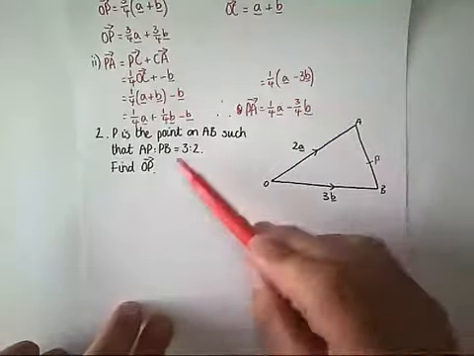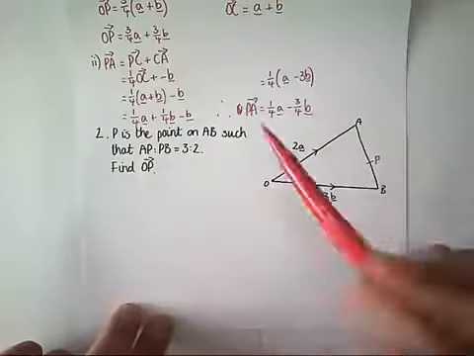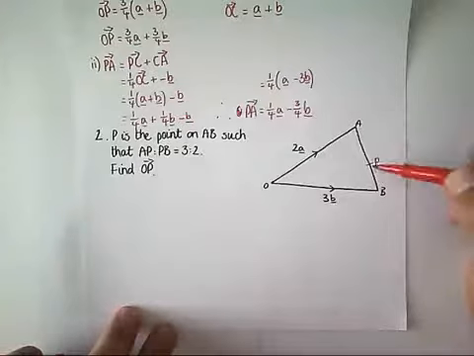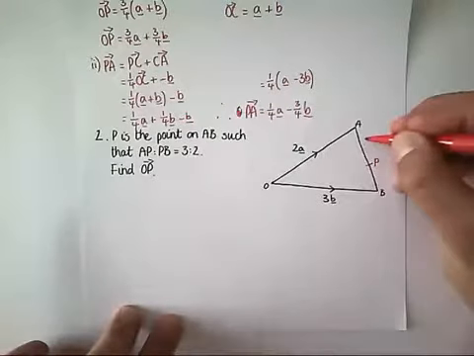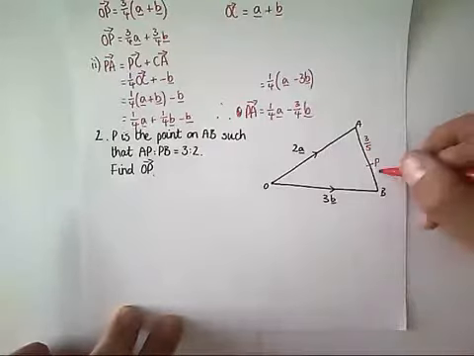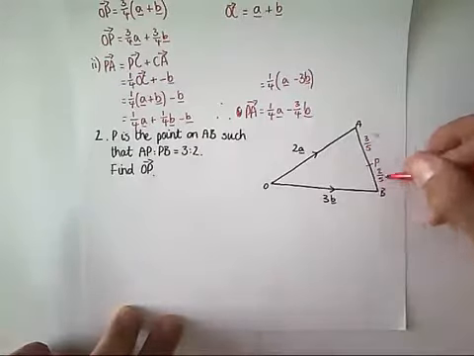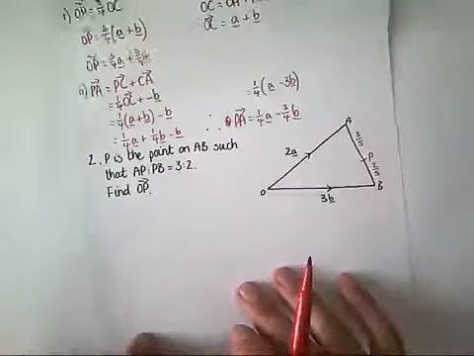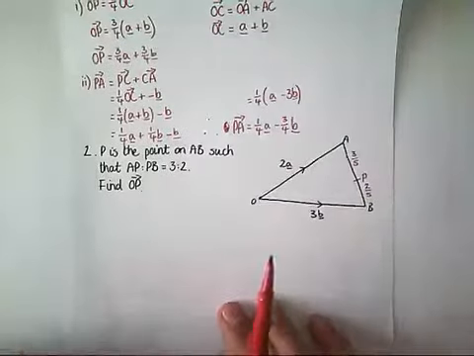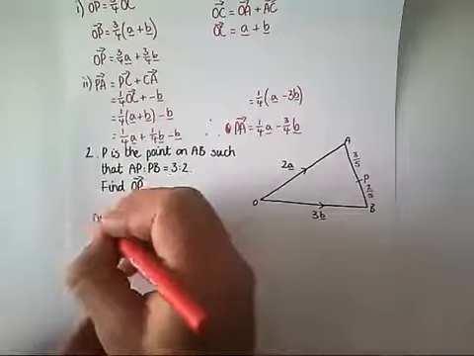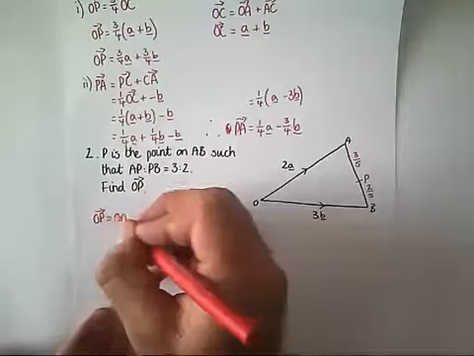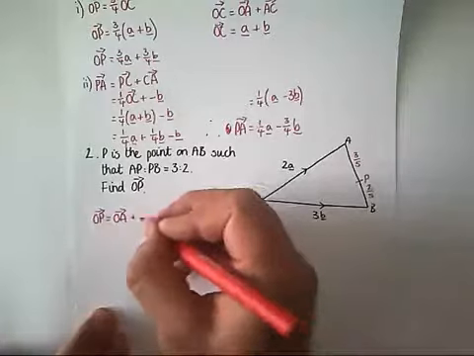Again, add together the parts of your ratio. So 3 plus 2 is 5. Okay, so AP is 3 out of 5, or 3/5 of the whole line. And P to B is 2 out of 5, or 2/5 of the whole line of AB. And all we want to do is find the vector of O to P. Okay, so let's create a journey that we can do to get from O to P. We can go O to A and then A to P.